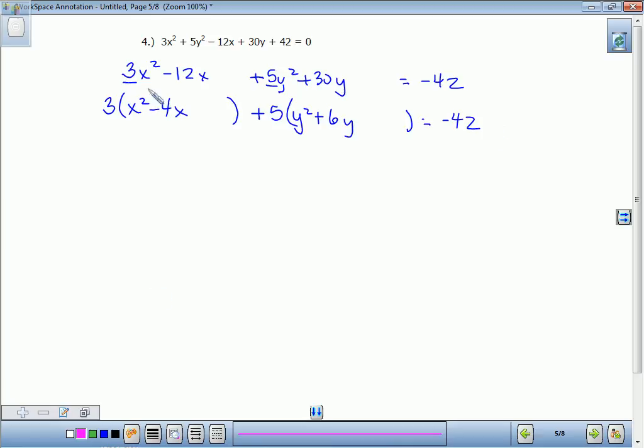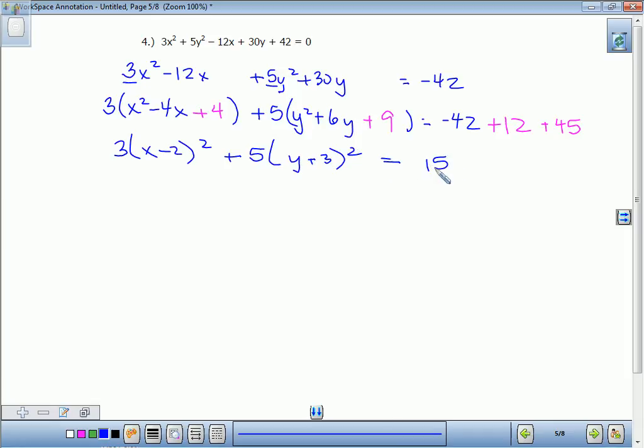Okay, so now we take half the middle term, which is -2, square it, add 4, but over here, it's 3 times 4 to keep it balanced. Half of 6 is 3, 3 squared is 9, but over here, it's 5 times 9, which is 45 to keep the equation balanced. So this becomes 3 times x minus 2 squared, and 5 times y plus 3 squared equals 15.